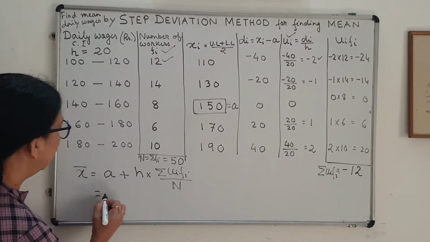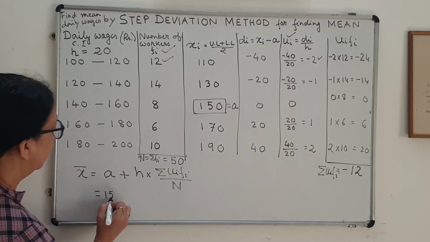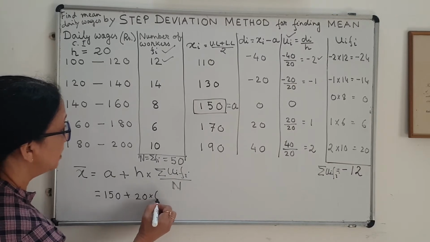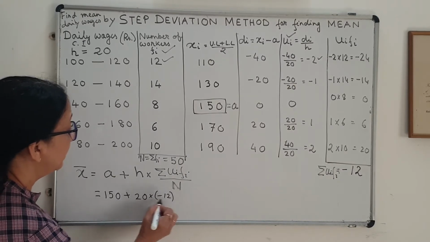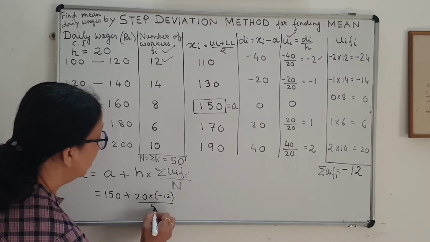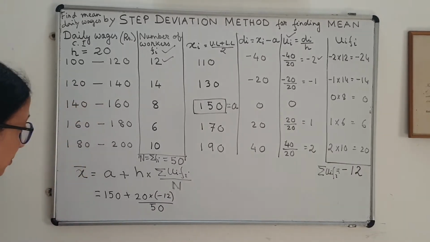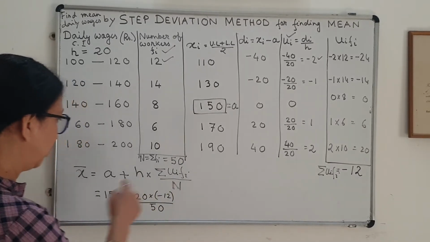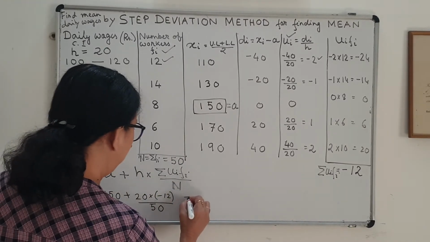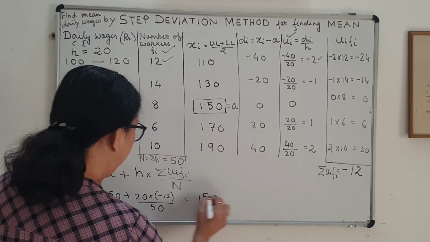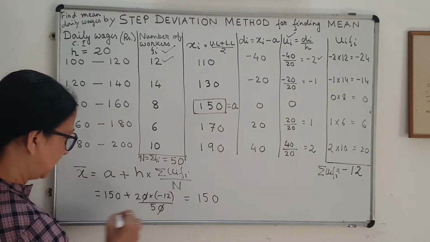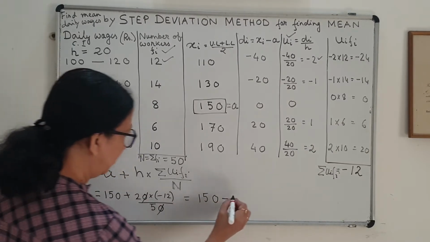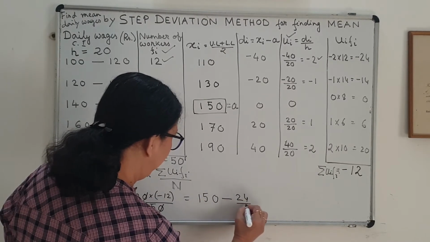So put the values. A is your 150 plus h is your 20 into sigma UiFi is minus 12, and then it is by 50. So you see, when doing the calculations, we don't take LCM. We calculate this fractional part separately, then we add to this value. So you see how I am doing this. 150 minus will come here, 0, 0 getting cancelled. So minus will be there, and you see 12 into 2 is 24 by 5.